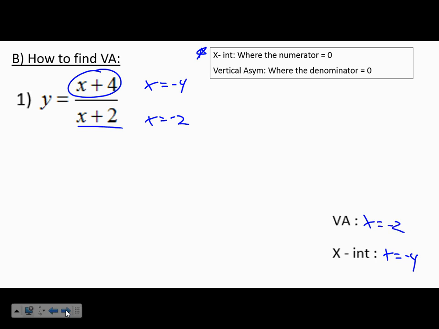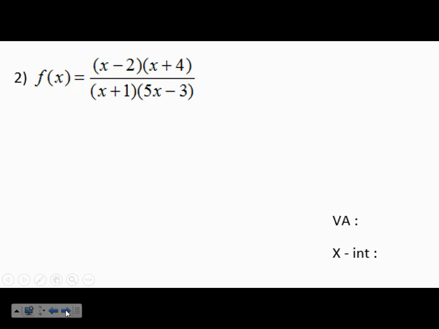I'm not sure how the other teachers do it. I know the vertical asymptote is always x is equal to, because it's a line. But technically, if I ask for your x-intercepts and you say x is equal to -4, I'm okay with that. I guess technically it would be an ordered pair, -4, 0. But again, I'm not going to fret too much about that, as long as you know what that is.